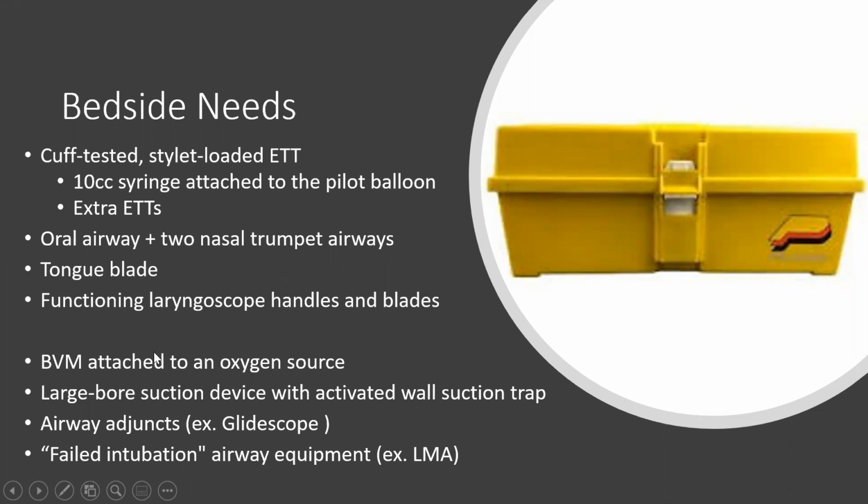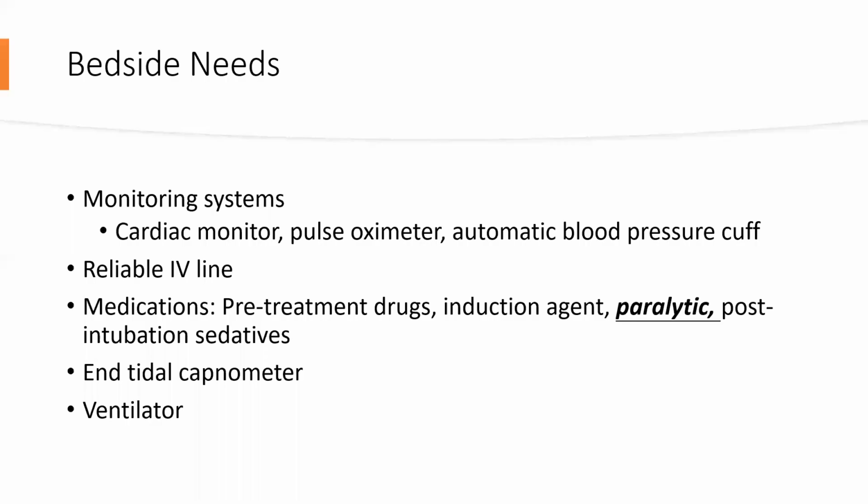And then in the room, there should be a bag valve mask attached to an oxygen source, and a suction device with a wall trap. And generally, we should be bringing airway adjuncts near or inside the room for backups if our first attempt is not functioning within our best hopes. So our airway adjuncts may include your glide scope, your bougie, and then failed intubation airway equipment is also important to have on hand, like your LMA or in some cases, a cricothyrotomy kit.